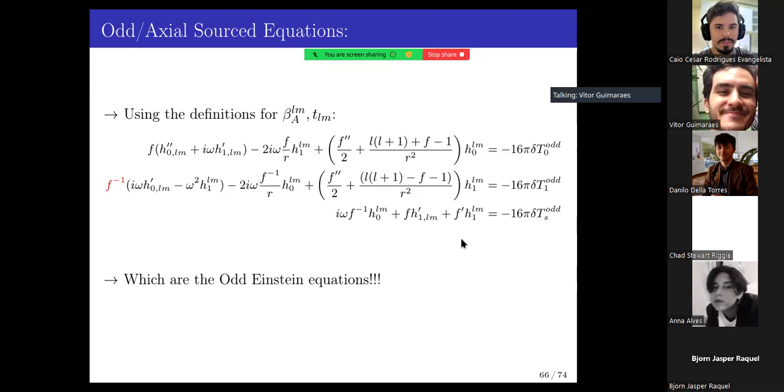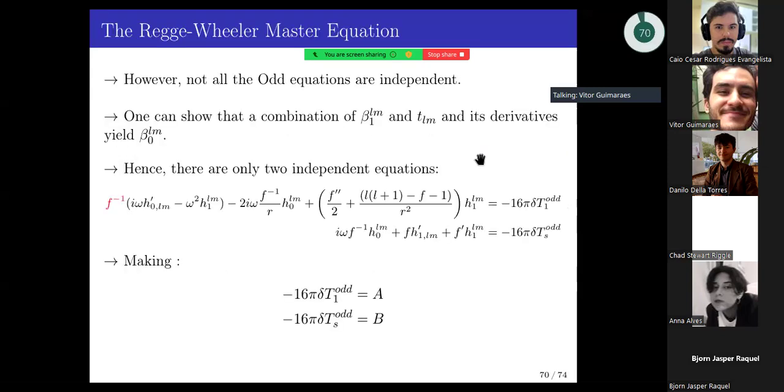But the important thing is that we can throw one of these equations out, in such a way that what is left are these two equations here. And we cannot map this one into this one by some combination of first derivatives and so on. Okay, they are completely linearly independent from one another.